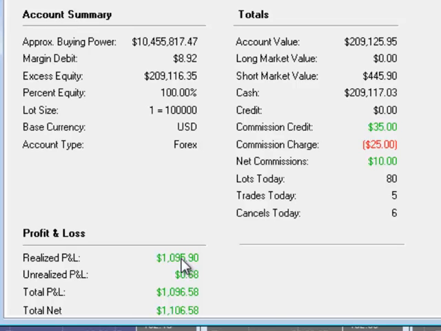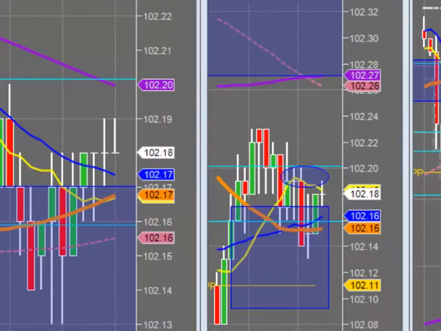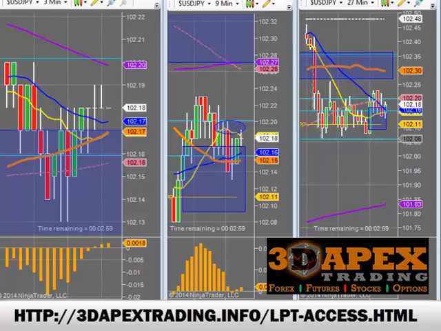Now, was that a monster win? Heck no, but it was a win. My account moved in the proper direction, in the up direction, right? So now next time I take a trade, I can compound that if I choose and take a little bit larger size. So this is kind of interesting.